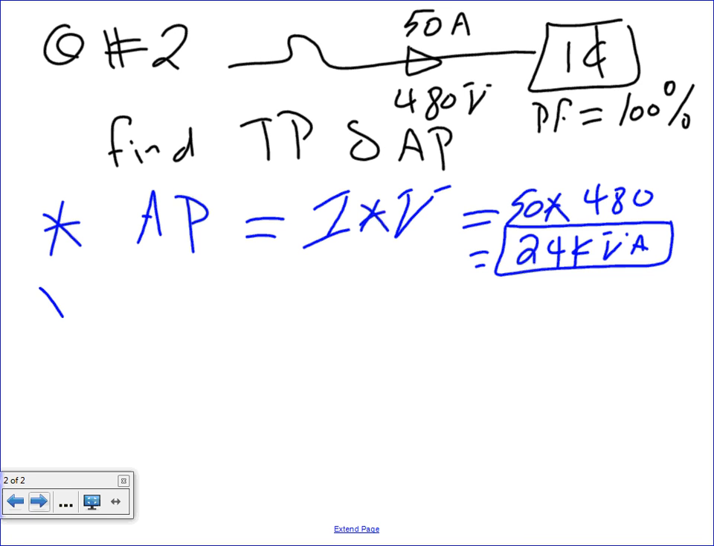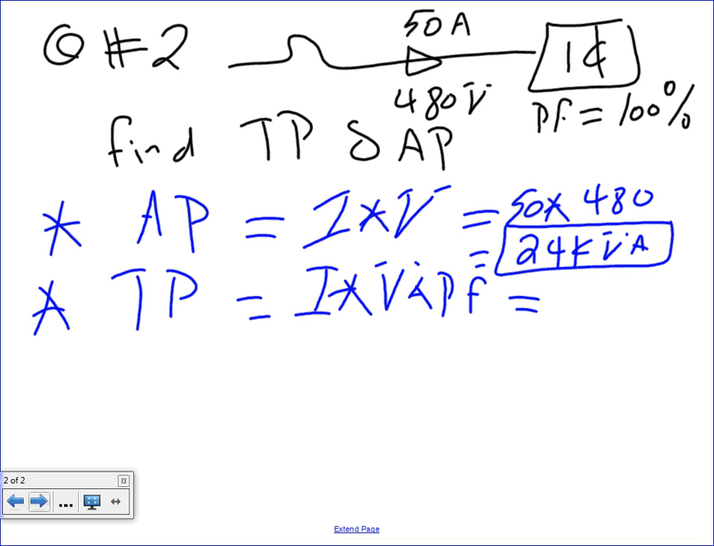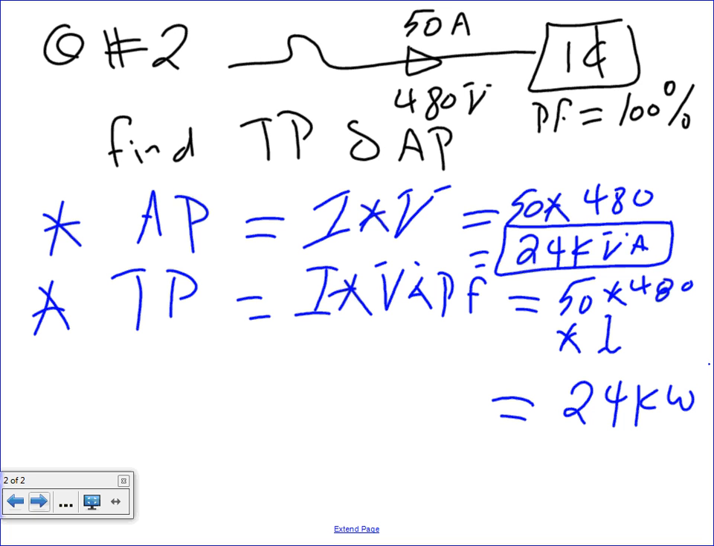The second one that we need to find is the true power. True power is always the amp times the voltage times power factor, as you guys know. So it's the same thing, 50 times 480 times 1, and that'll give me 24 kW. That's it. Both of them are the same because the power factor is unity, or 1. Now, had the power factor been different, you just multiply by that percentage.